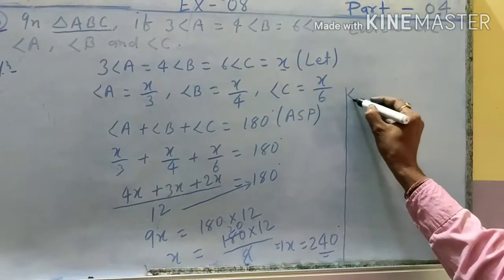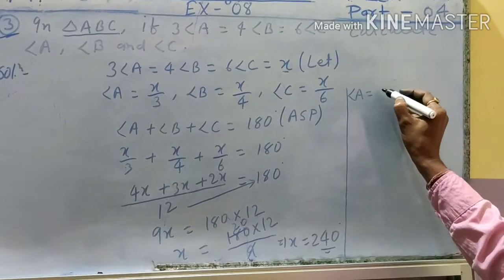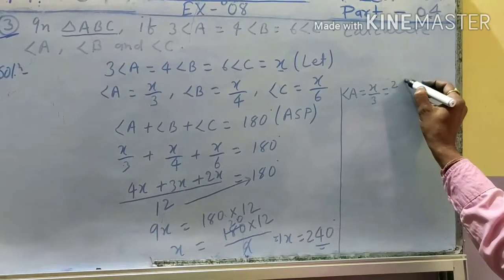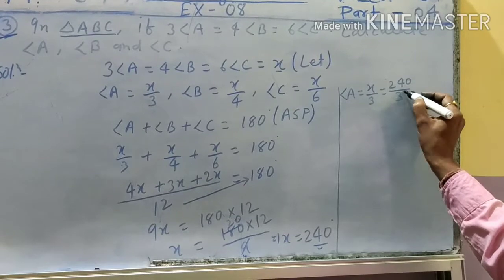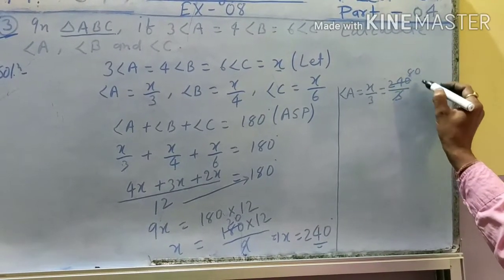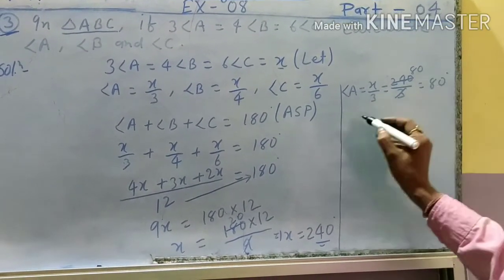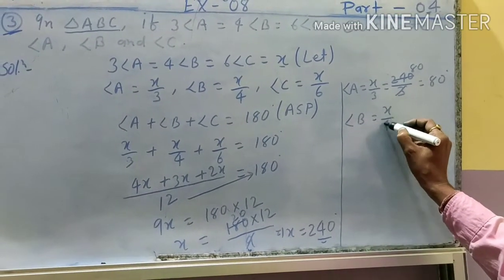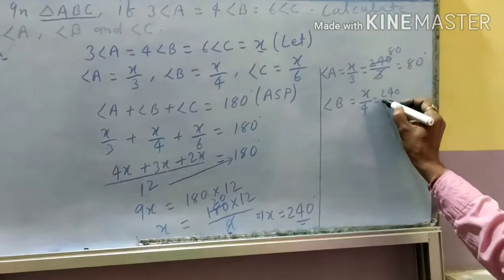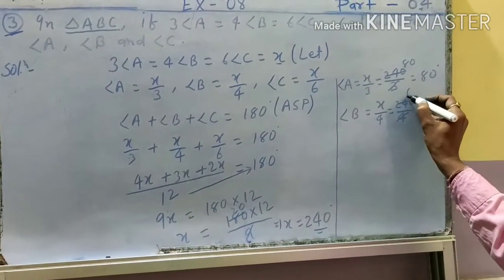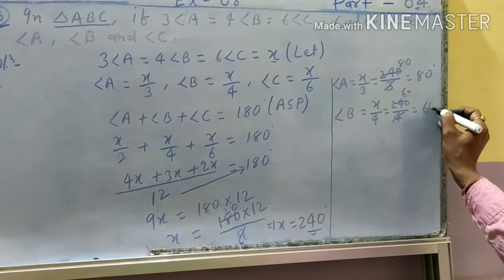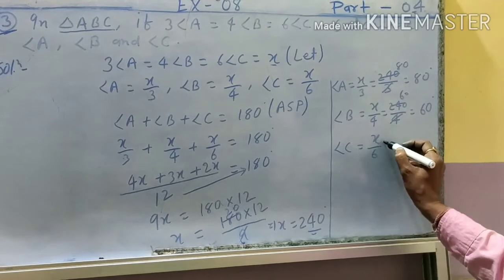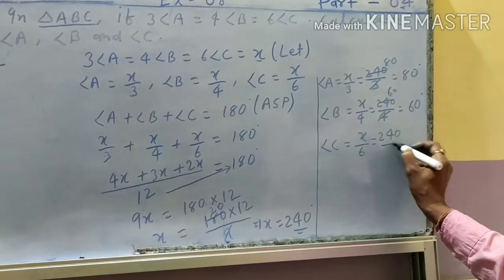Here student, angle A is equal to x by 3. X is equal to 240 divided by 3, 80 degrees. So finally angle A is equal to 80 degrees. Angle B is equal to x by 4, 240 divided by 4, 60 degrees. So angle B is equal to 60 degrees. And finally angle C is equal to x by 6. So 240 divided by 6.